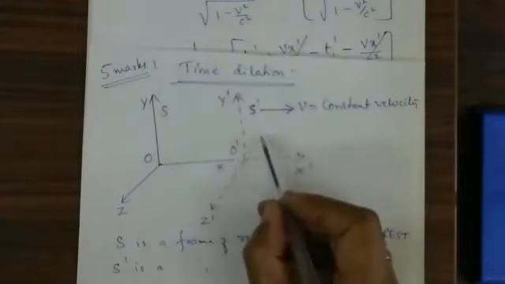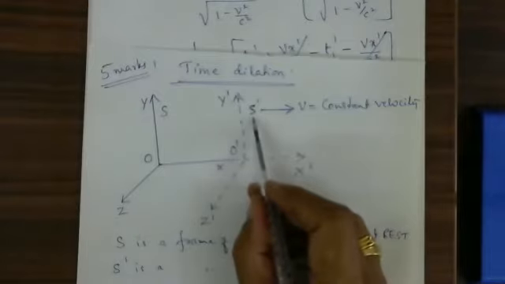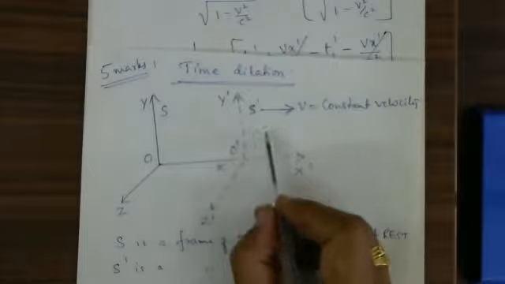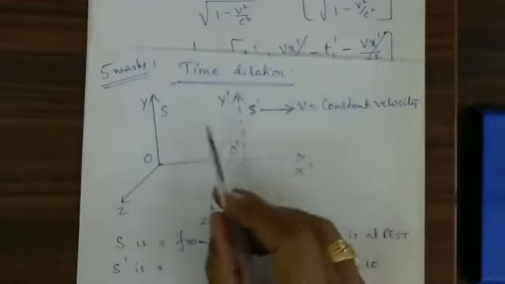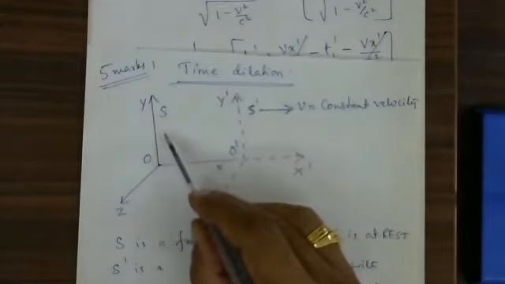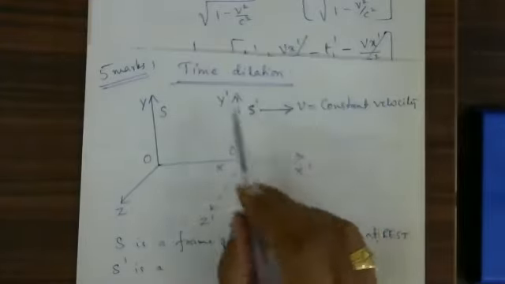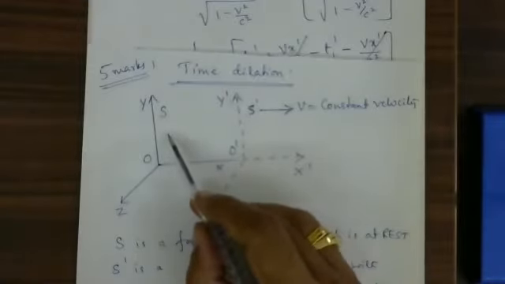Means a clock, if it is present in a moving frame, appears to be slower than a clock which is present on a stationary frame of reference. Compared to a moving frame, in a stationary frame, whatever the frame of reference with respect to the Earth, it will take a longer time.